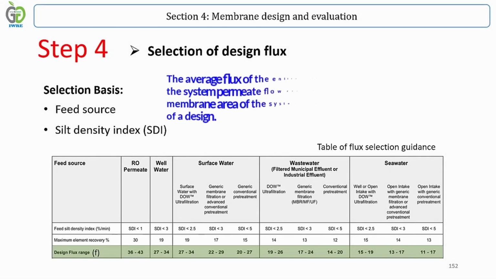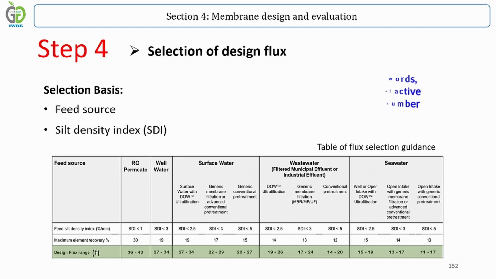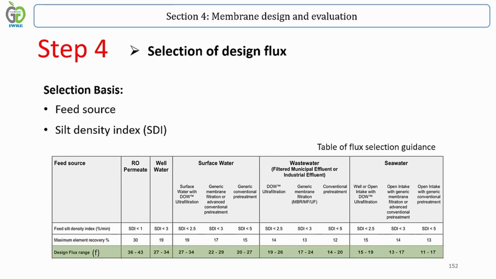The average flux of the entire system, or in other words, the system permeate flow rate related to the total active membrane area of a system, is a characteristic number of a design. The design flux range values given in the table below are typical numbers for the majority of systems. For example, for a surface water with an SDI less than 3, the design flux range is recommended between 22 to 29.